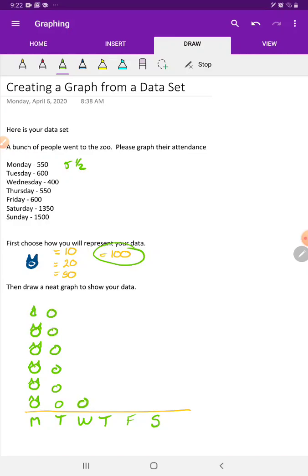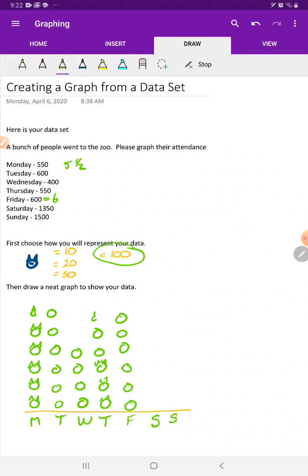On Wednesday I've only got 400, so I'm going to draw 4 hundreds. Okay, on Thursday I've got 550, so I'm going to draw 1, 2, 3, 4, 5.5 again. All right, I know I didn't put all my ears on. We're going to pretend I did, so I don't have to make this video too long. 1, 2, 3, 4, 5, 6. Because 600, you need 6 100s to make 600.